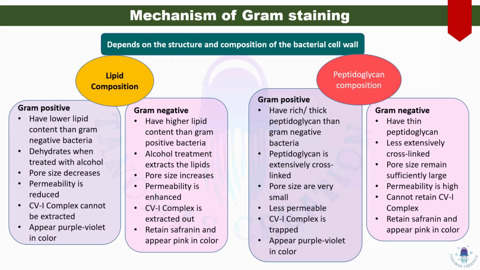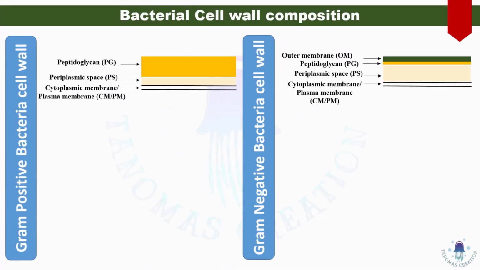So this will become more clear when we see the structure. So coming to the bacterial cell wall composition. Here we can see the gram-positive bacterial cell wall and the gram-negative bacterial cell wall.